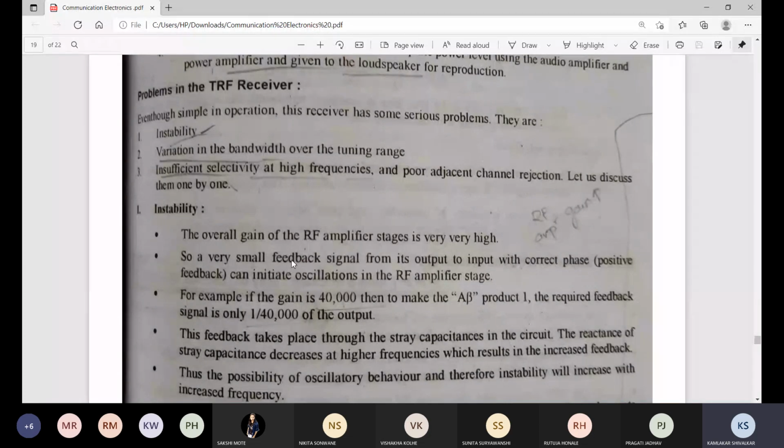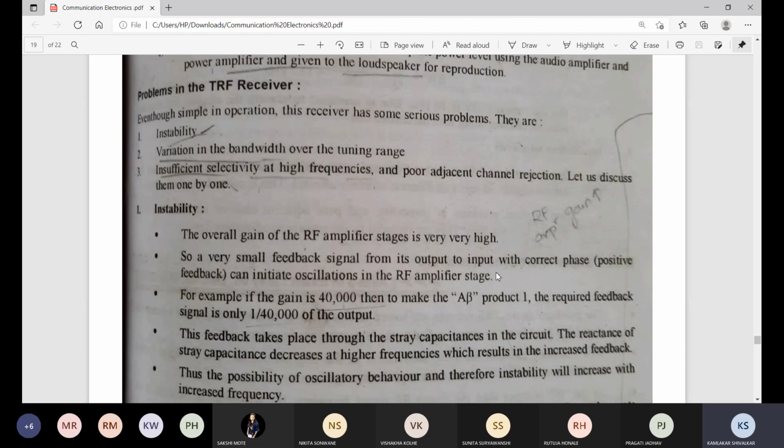So a very small feedback signal from its output to input with correct phase can initiate oscillation in the RF amplifier stage. आता याच्यात काय, feedback म्हणजे काय? The small part of the output is fed back to the input, that is called feedback.